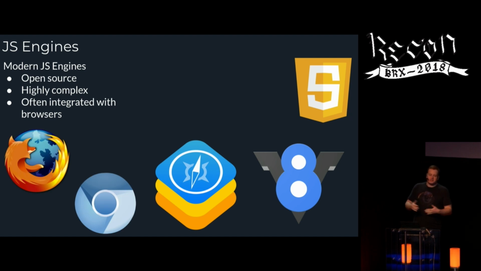So modern JS engines are generally open source, very complex. They have things like JITting, optimizations, all sort of stuff. And they're often integrated with web browsers or sometimes with things like V8. And generally, if you want to do vulnerability research against them, you can just go read the code because it's open source.